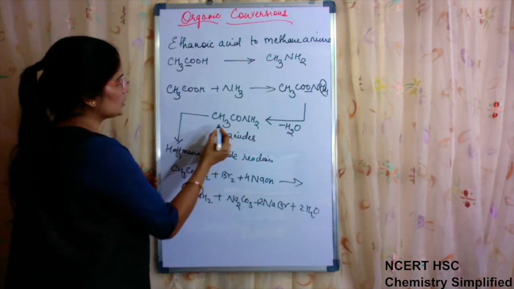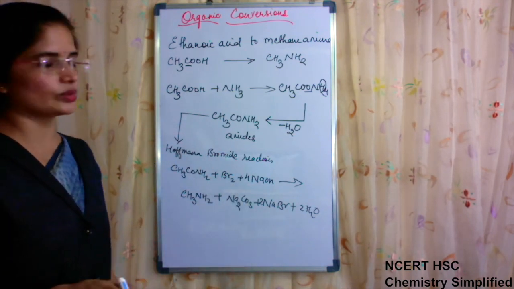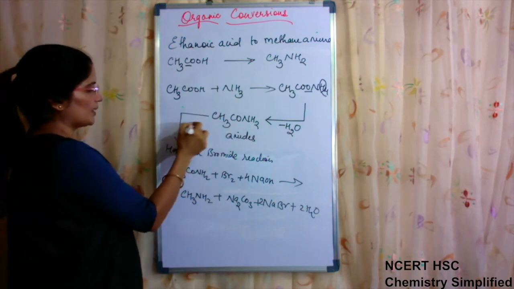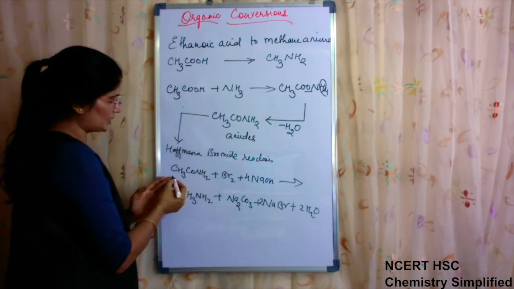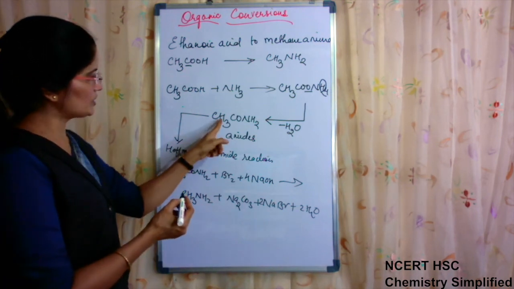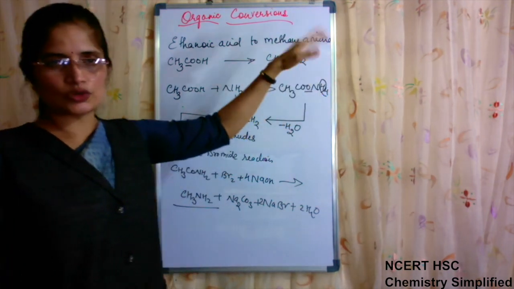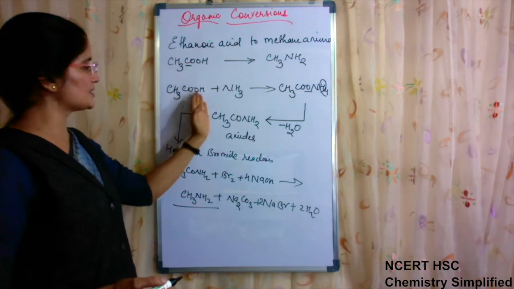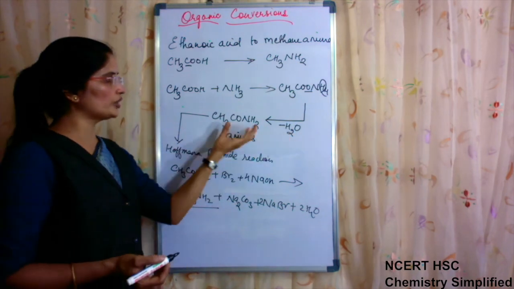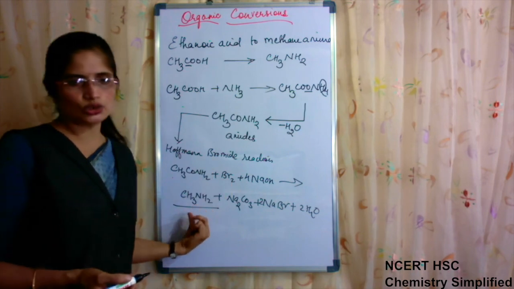Now when we do conversions, this reaction we are writing complete, but when we do conversions, we don't need to write the complete equations. You can simply write here CH3CONH2 Hofmann-Bromamide degradation or reaction, and you write the product CH3NH2. So what we have done is that first we have converted the acid with the help of ammonia into salt of it. By losing water molecule, it gets converted to amide, and then amide by Hofmann-Bromamide degradation converts into amine.